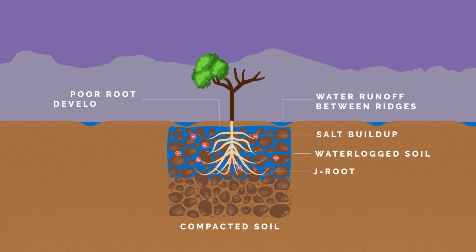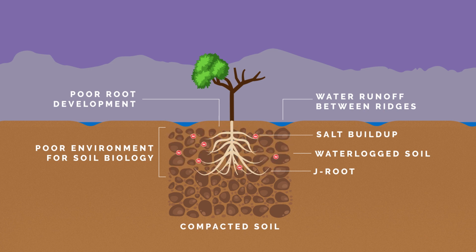root hair development. Ultimately, the root zone becomes an unfavorable environment for beneficial soil biology, as all the earthworms have disappeared during this process. In these conditions, crops and trees perform poorly.